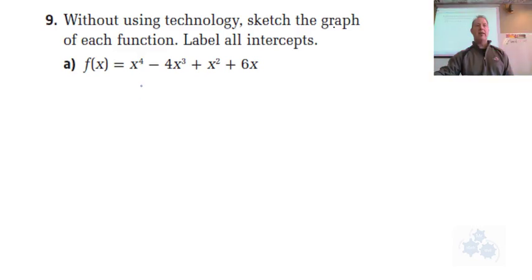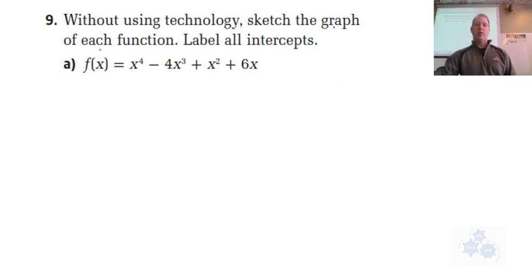Okay, so 9a says this: without using technology, sketch the graph of each function, label all intercepts. So what we're going to need to do is find the roots, find the multiplicities of the factors, and integrate the degree and the leading coefficient to find end behavior. We're also going to see if there's no constant, so the constant is technically 0, so that's the y-intercept, and so on.